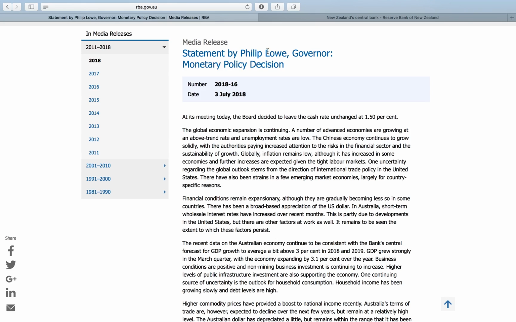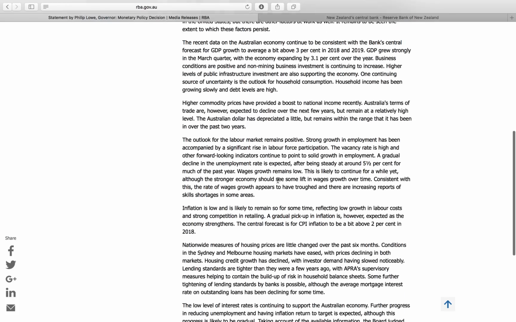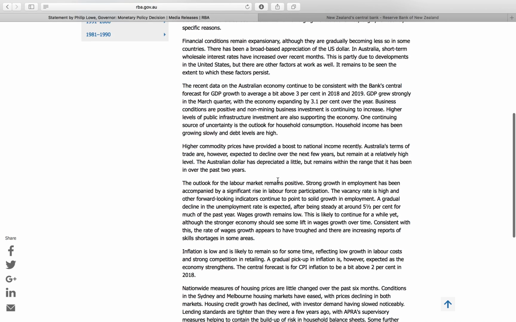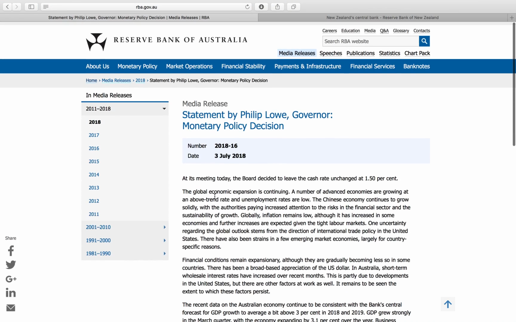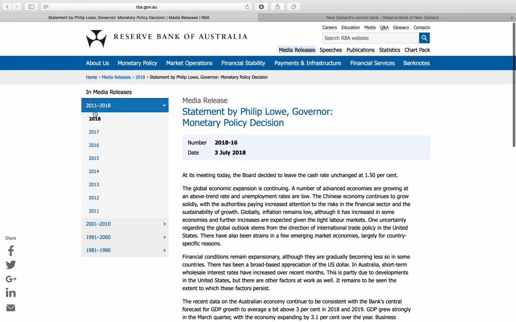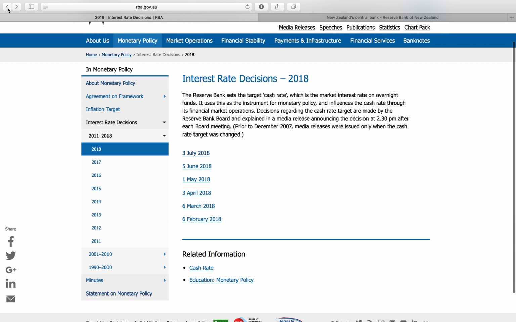You got the statement by the current governor, Philip Lowe, and you get to see there, inflation is low and is likely to remain so for some time, reflecting low growth in labour costs and strong competition in retailing. A gradual pickup in inflation is, however, expected as the economy strengthens. Central forecast is for CPI inflation to be a bit above 2% in 2018. So you can read through the statements and get a real sense of what they're trying to do.